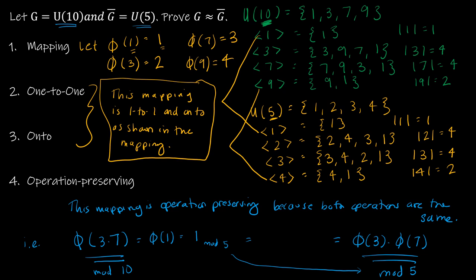Well, can I get 1 mod 5 by taking phi of 3, which is, what did I map 3 to? Sorry, I lost track. Which is 2 times phi of 7, which is 3 mod 5. Well, 2 times 3 is 6, which is 1 mod 5, and that's the same as phi of 3 times phi of 7. So I've shown that to be true.